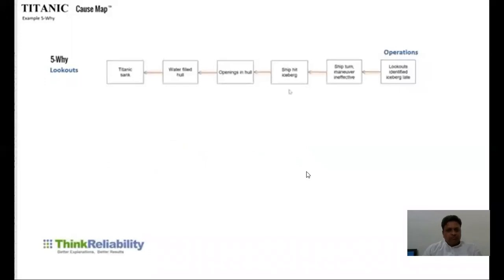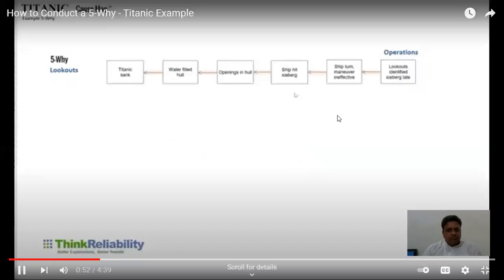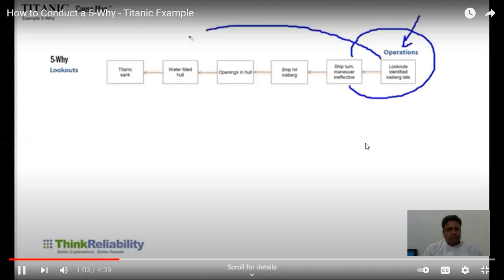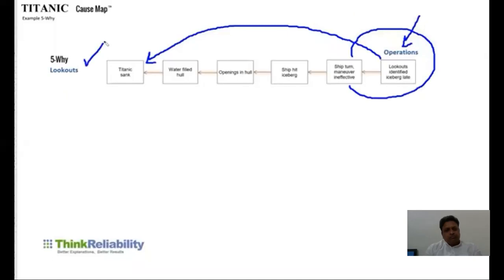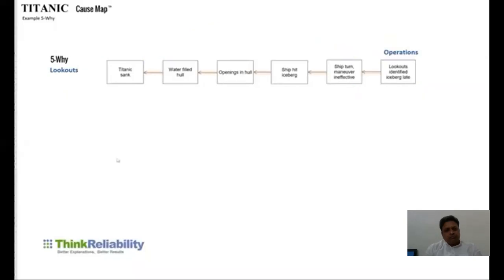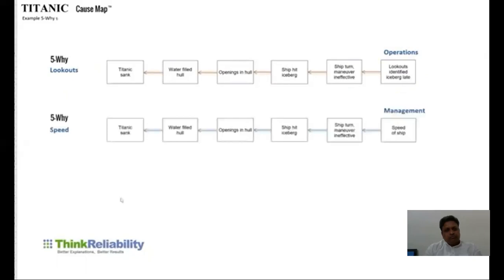On this 5 why, it points out that the ship hit the iceberg because it didn't turn sufficiently, because the lookouts saw the iceberg late. And you can see how easy it is for someone to identify that the lookouts are what caused the Titanic to sink. This 5 why is absolutely accurate. The lookouts seeing the iceberg late is causally related to the Titanic sinking. But someone else on the same issue could say, no, the problem is the ship didn't turn sufficiently because it was going too fast. Management had the ship going at 18 knots. It's too fast. It couldn't turn sufficiently.